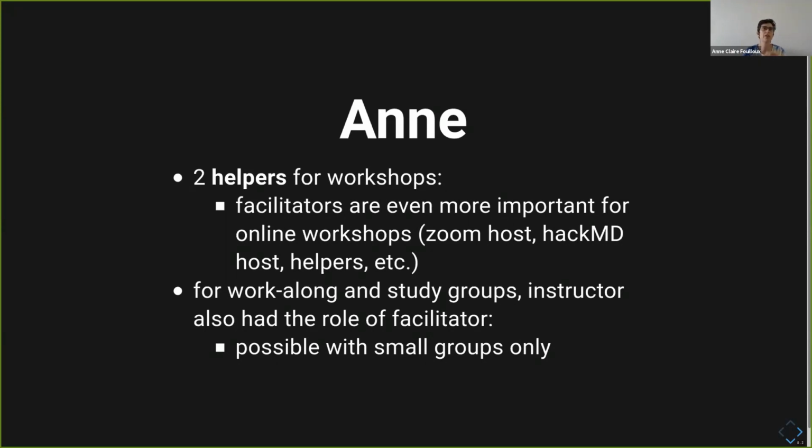For work-along and study groups, the instructor also had the role of facilitator, because it's a much smaller group. It's much more homogeneous, so it's much easier, for instance, to teach and at the same time to help. So that was the lesson learned we had so far.